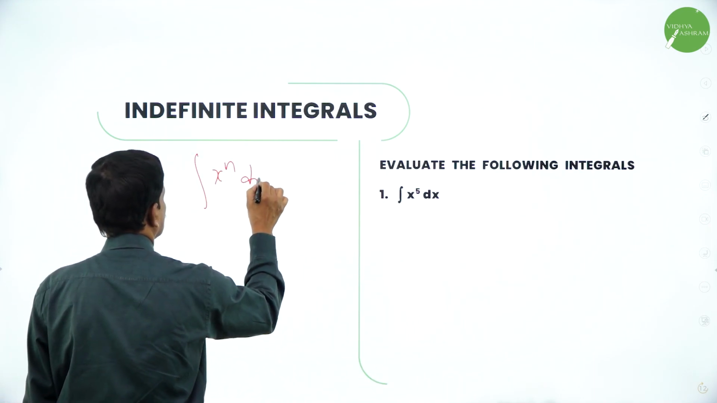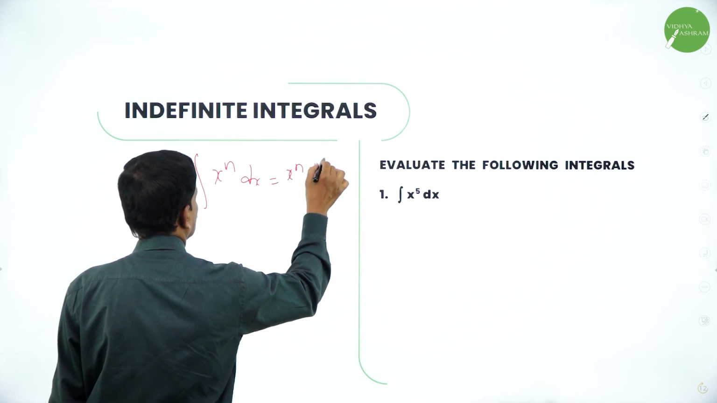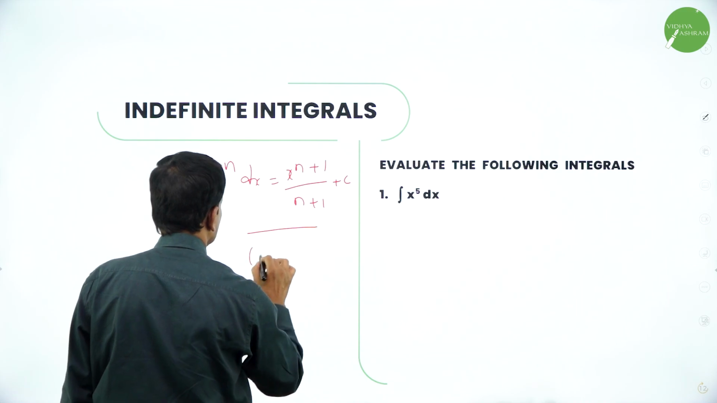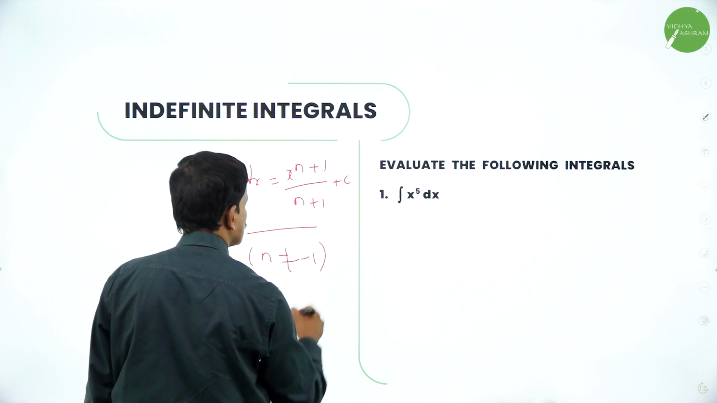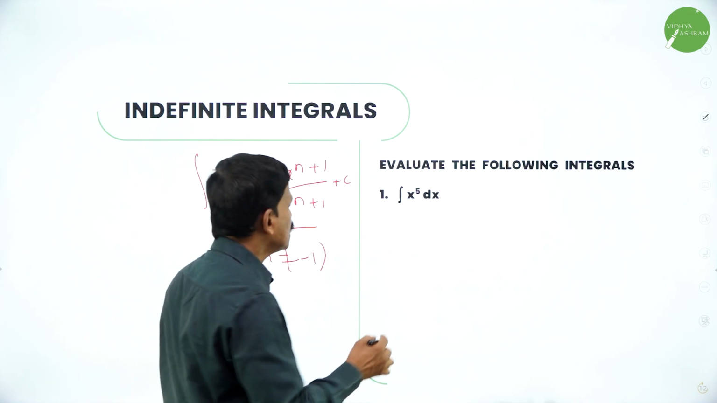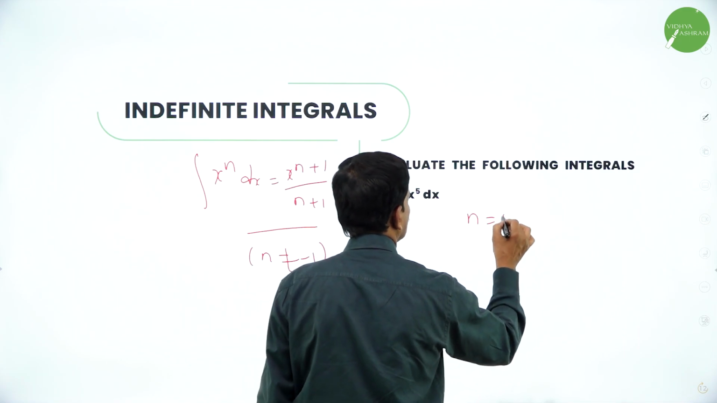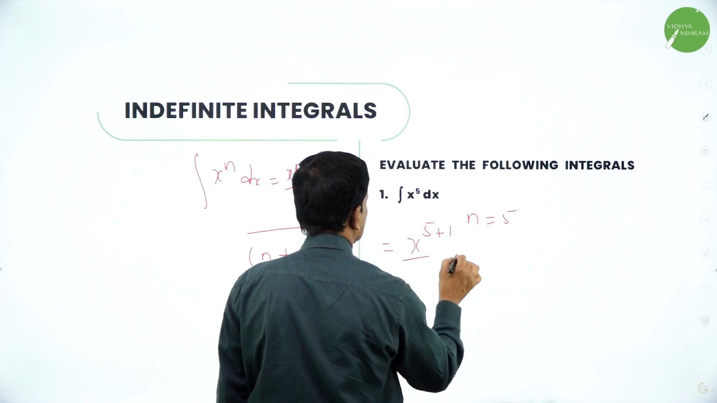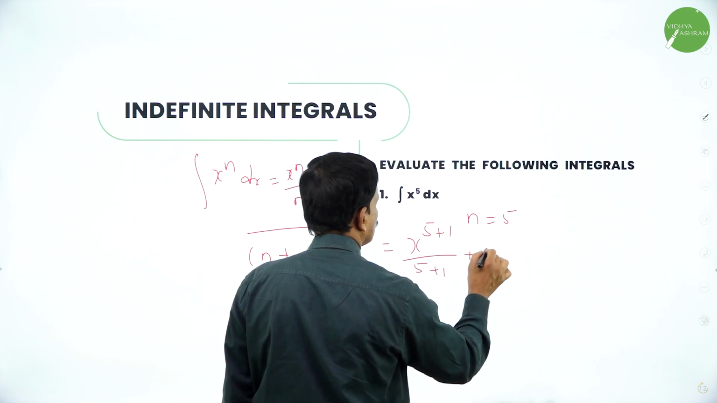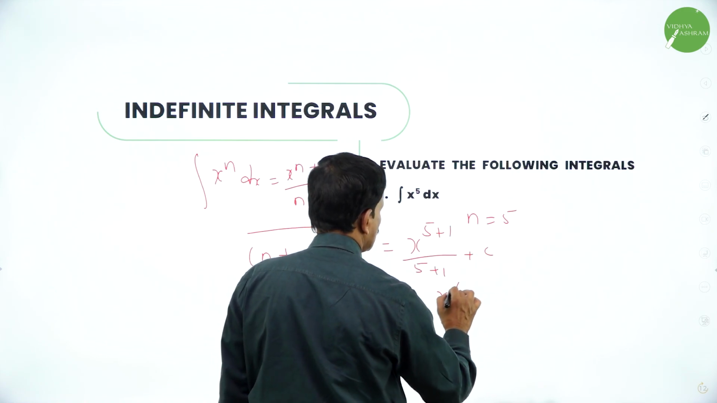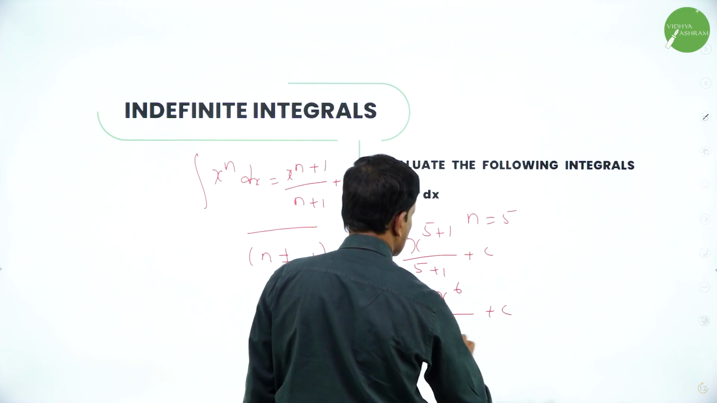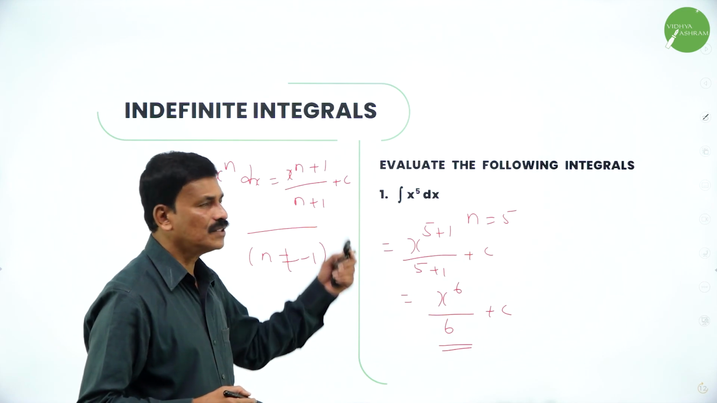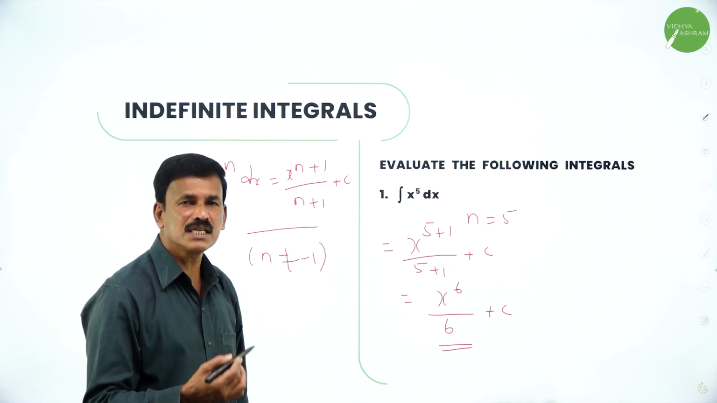Integral of x to the power of n is x to the power of n plus 1 divided by n plus 1, plus c, provided n is not equal to minus 1. Now if you observe, what is n here? n is equal to 5. So this can be written as x to the power of 5 plus 1 divided by 5 plus 1, plus c. This is x power 6 by 6 plus c, the integrated answer. One mark question, right? So integration of x raised to 5 is x power 6 by 6 plus c.